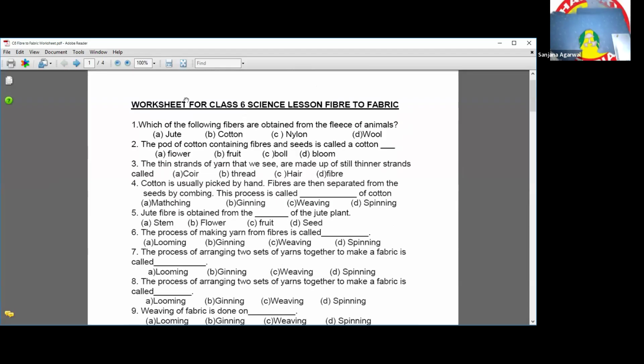Fine. Now you all have to share the answers in the chat quickly. Write the question number also, like 1 then A, B, C, or D, whatever. Put the question number along with the correct option. Right, for the first: which of the following fibers is obtained from the fleece of animals? Quickly. Keep answering in the chat. Only three locations. Be quick, everyone.